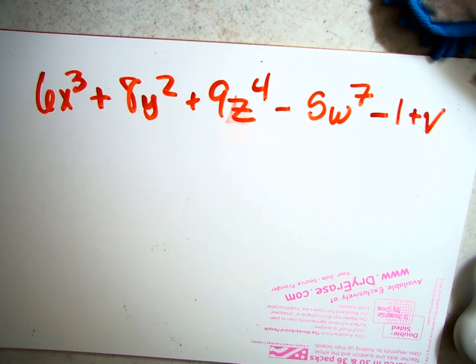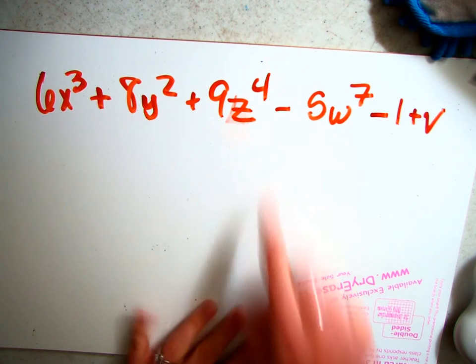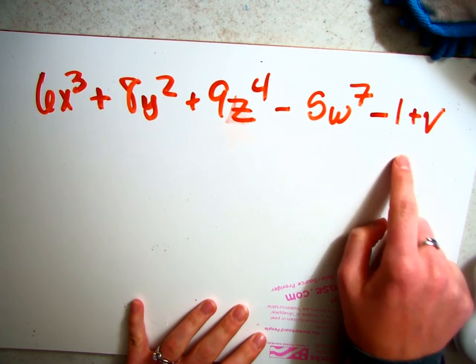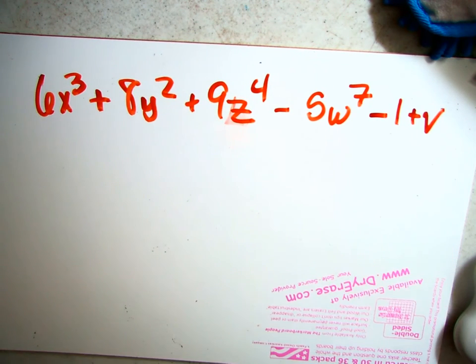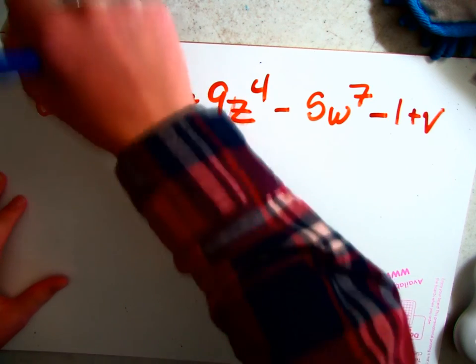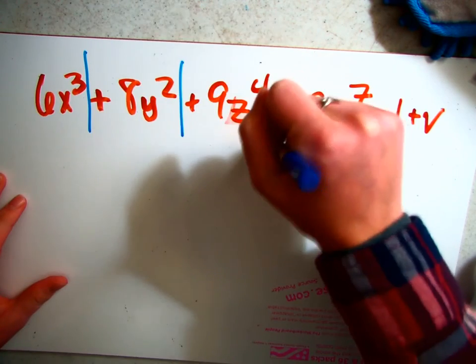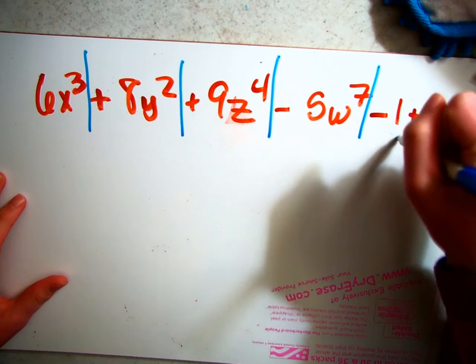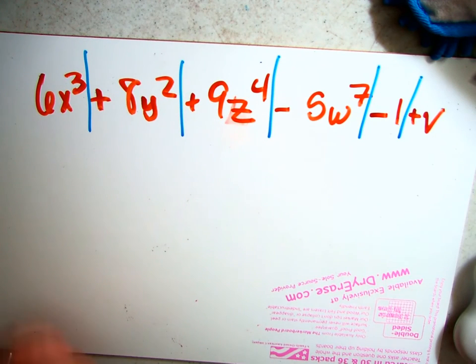Okay, we got a nice big long polynomial here, 6x to the third power plus 8y to the second power plus 9z to the fourth power minus 5w to the seventh power minus 1 plus v. Oh my goodness, that's a lot of stuff there. Something that may be useful to you when you are getting used to putting things into standard form is first of all to figure out the chunks of your expression. So to figure out the chunks, I'm just going to draw a line in front of every single plus or minus sign. So I can now see all the chunks.